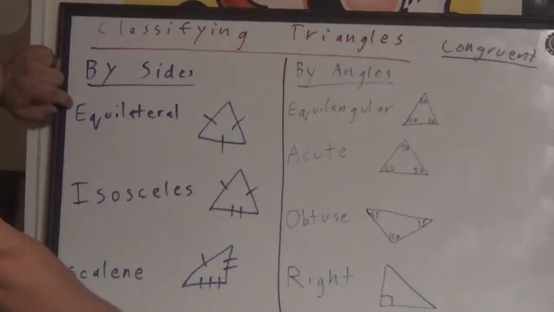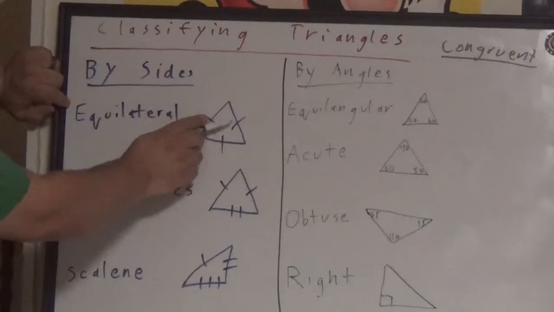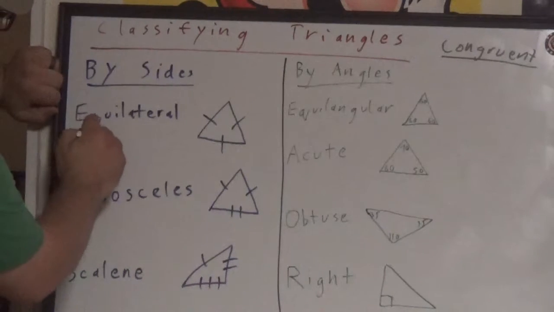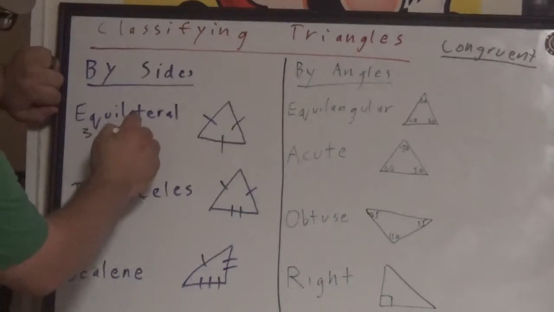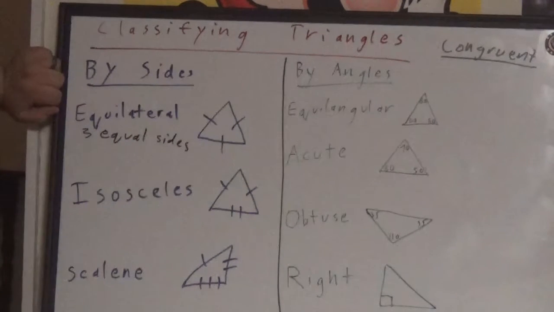So, the first type of triangle we're going to talk about is an equilateral triangle. An equilateral triangle, well, look at this, 1, 1, 1. Each of these is marked as being the same length. So an equilateral triangle has 3 equal sides. That's why it's equilateral. So, equilateral triangle, 3 equal sides.